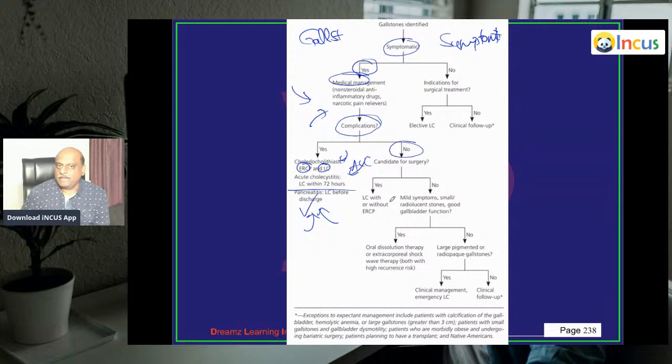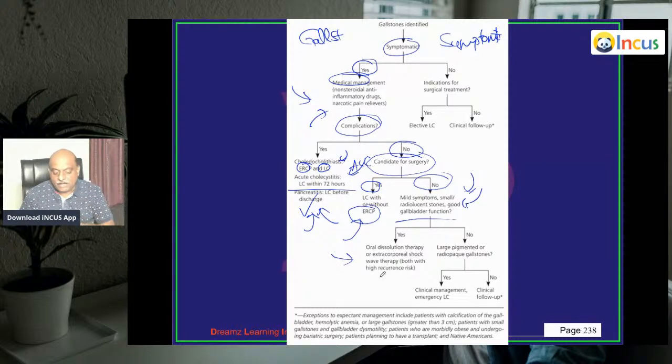Suppose there are no complications and the patient is a candidate for surgery. Yes. Then laparoscopic cholecystectomy with or without ERCP. If he is not a candidate for surgery, then mild symptoms, small radiolucent stone, good gallbladder function, then you can medically manage with the oral dissolution therapy or extracorporeal shockwave therapy. But in both the scenarios, there is a high chance of recurrence of gallstones.